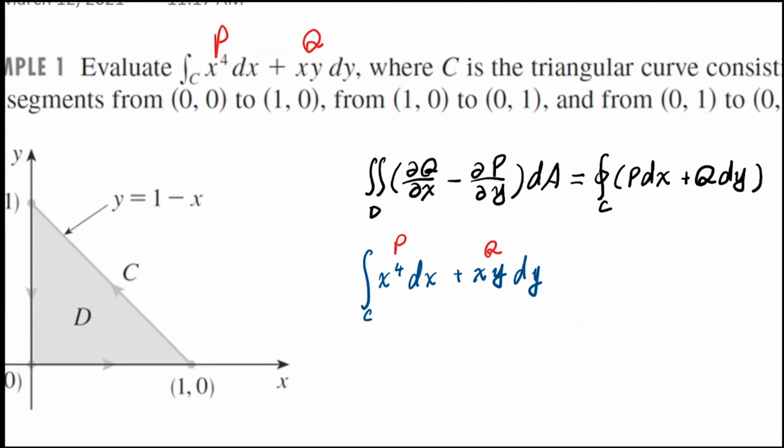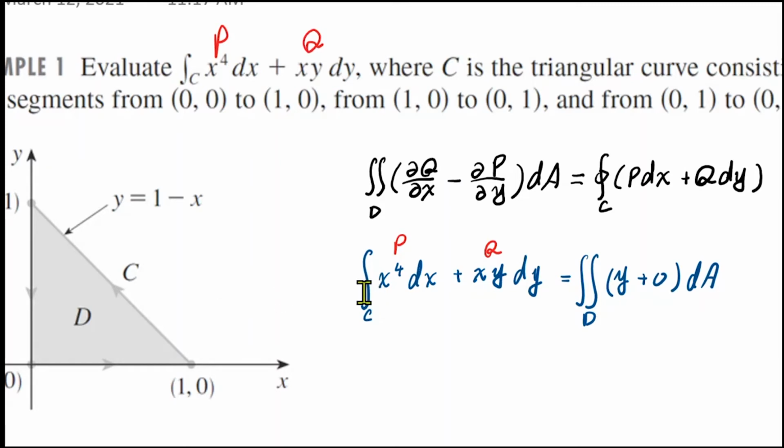And according to this theorem, now we can convert this into a double integral over that region D. This region of partial derivative of Q with respect to x. Would that be y? Good. And partial derivative of P with respect to y. Well, that would be 0 now, wouldn't it? dA.